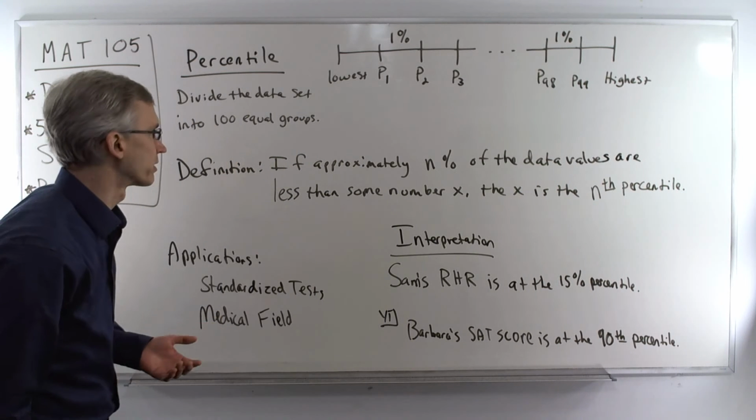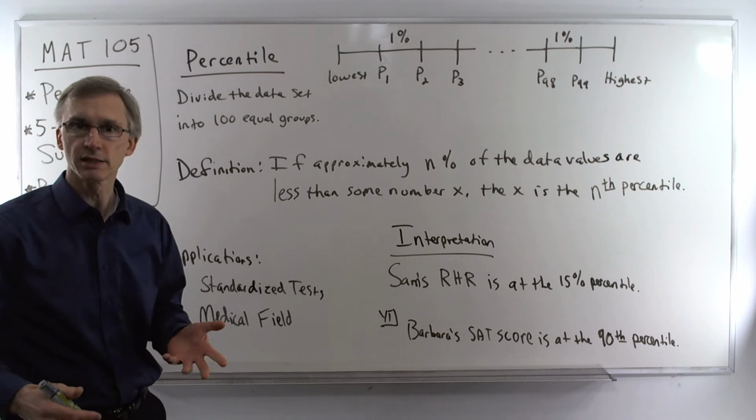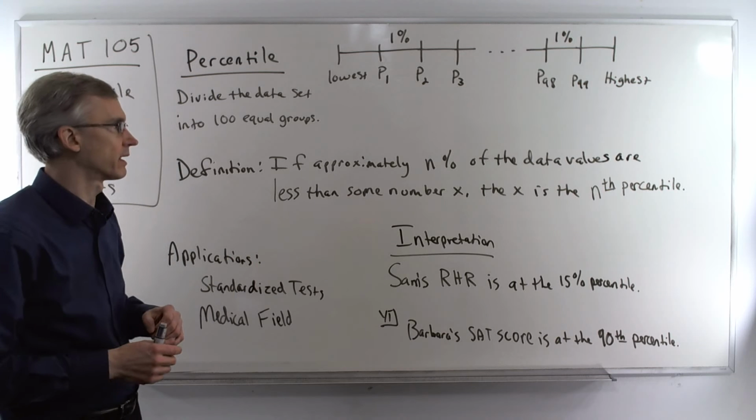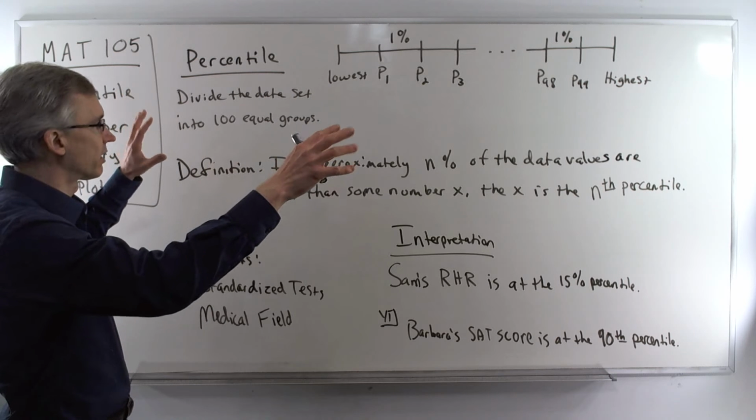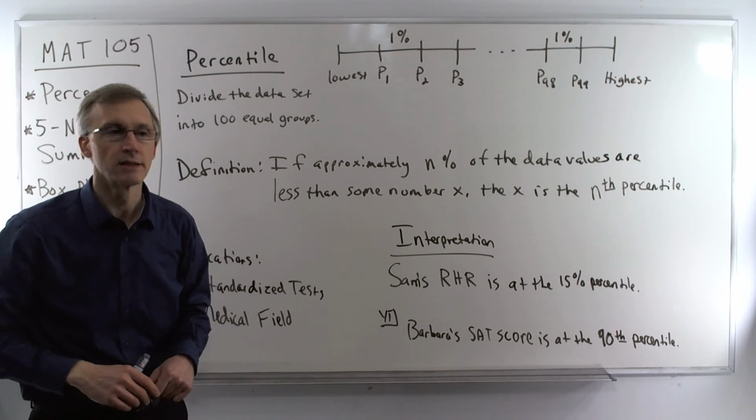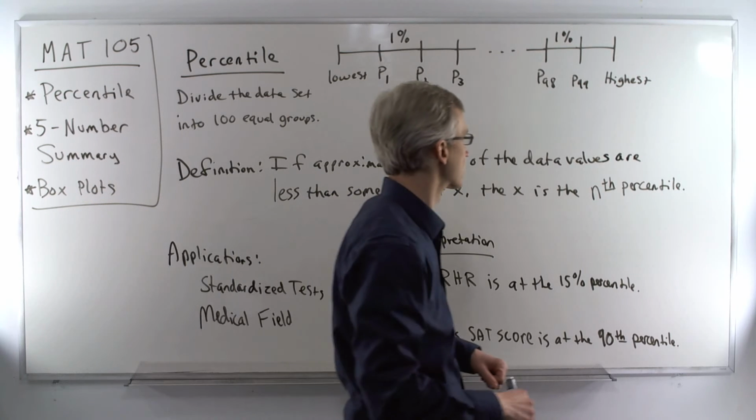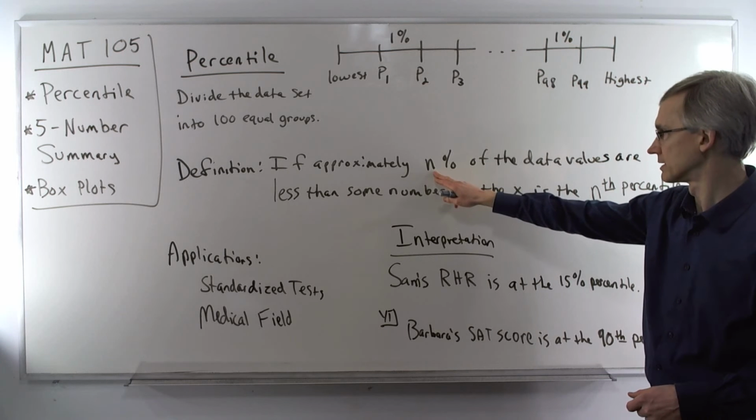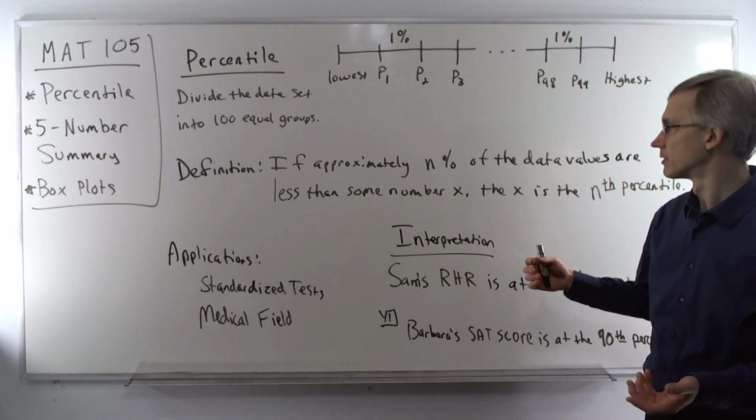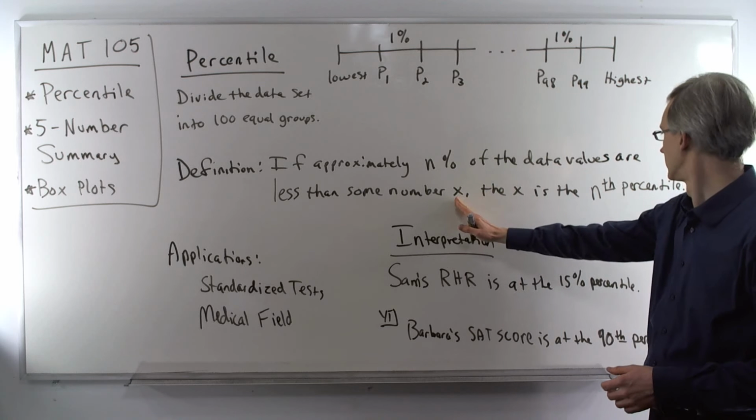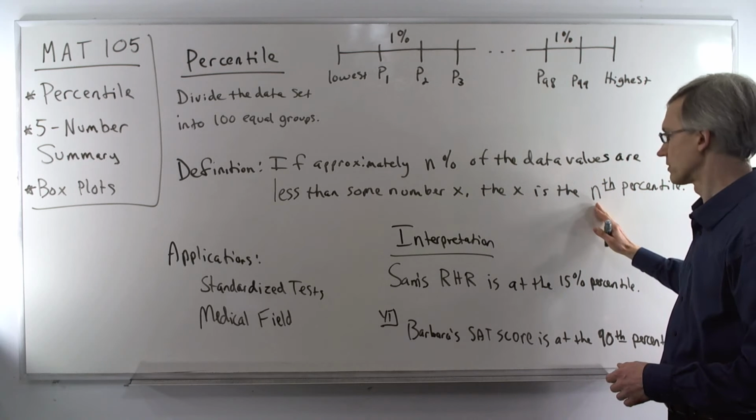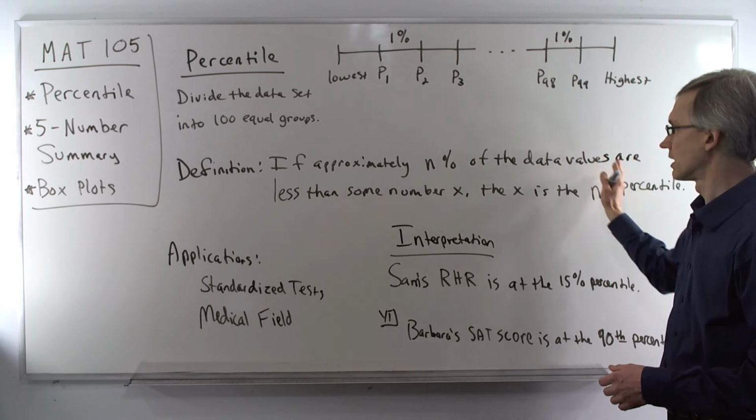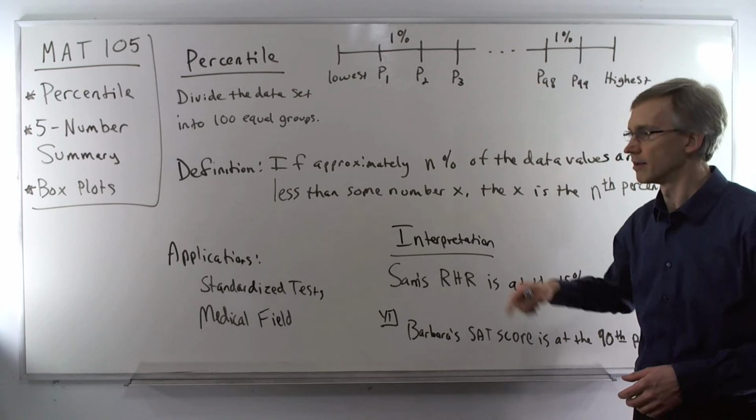So the formal definition is, if approximately some percent, let's say 25%, of all the data values in the set are less than some number x, that means x is the nth percentile. So let's say n is 25 for the 25th percentile, and x is 10. That means the value 10 is in the 25th percentile, and that means that 25% of all the data values are less than 10.